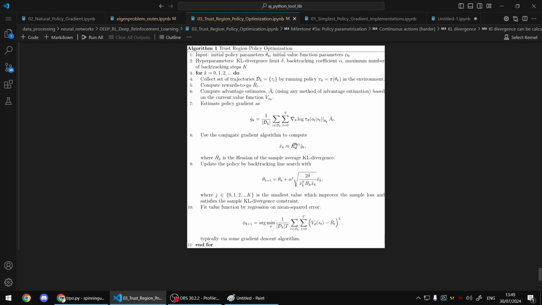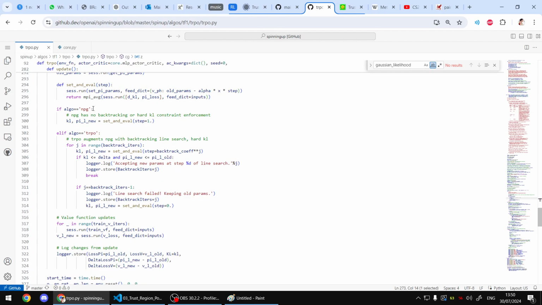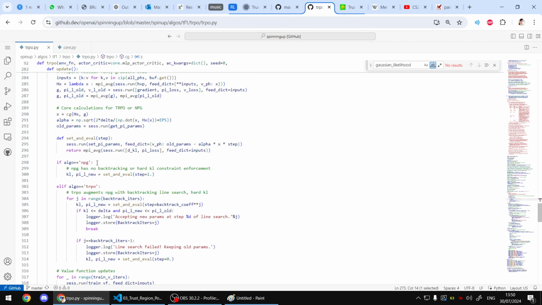And TRPO is actually, after we computed the conjugate gradient, we say, okay, we will try our current estimate for step size, and then we start reducing it until the KL divergence is not violated anymore, and the policy actually improves. You can read it here in code.